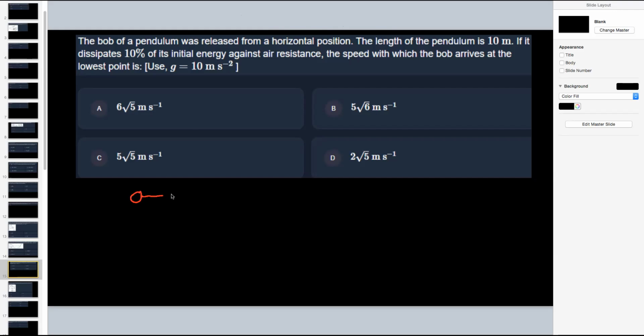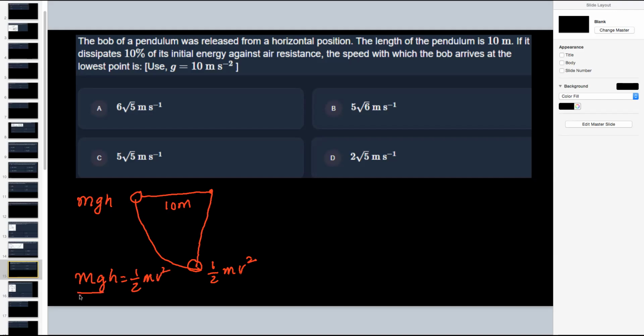This pendulum is released from horizontal position. This is 10 meters. Suppose we consider there is no air resistance. When it comes from this position to this position, here the energy is mgh. Here the energy is half mv square. All its potential energy converts into kinetic. Then we can write mgh is equal to half mv square, the total energy.